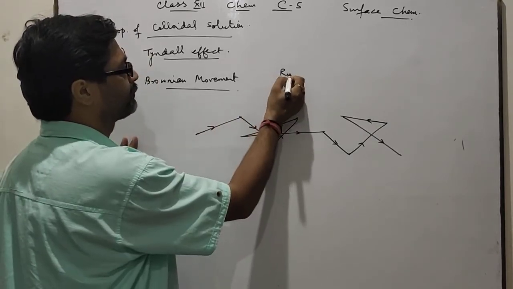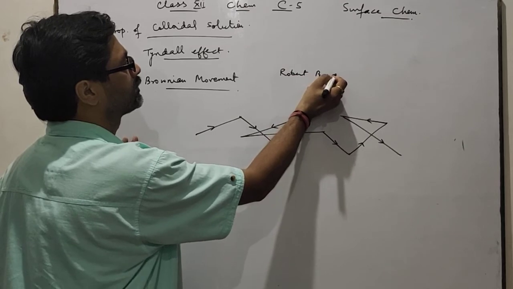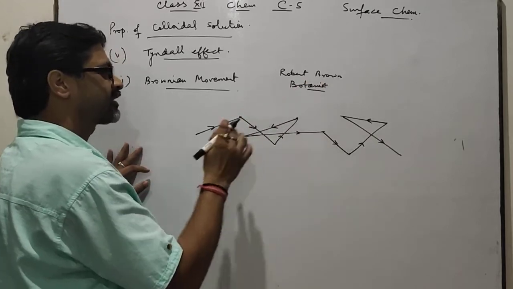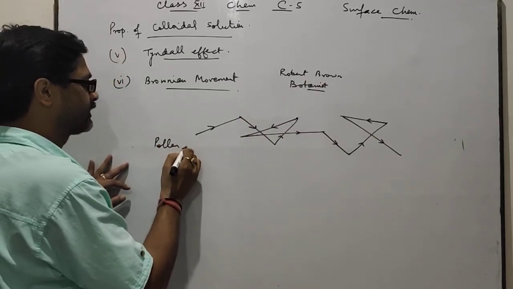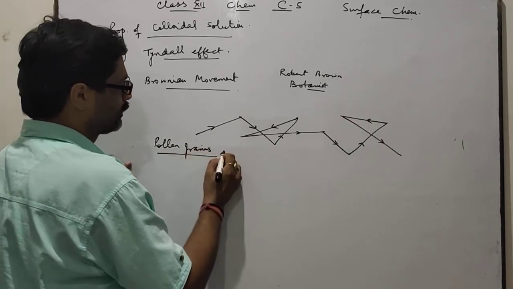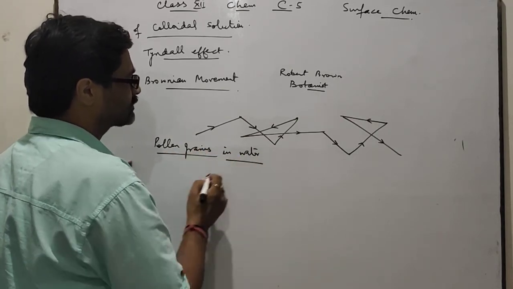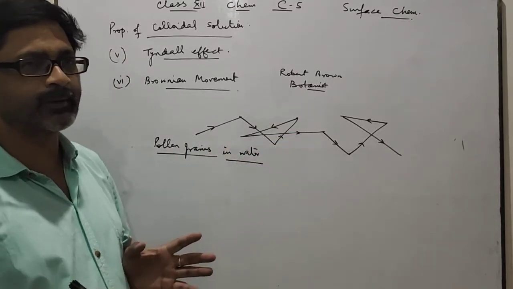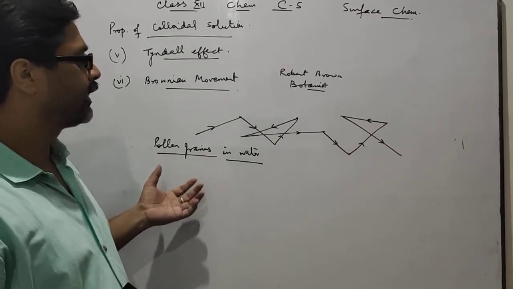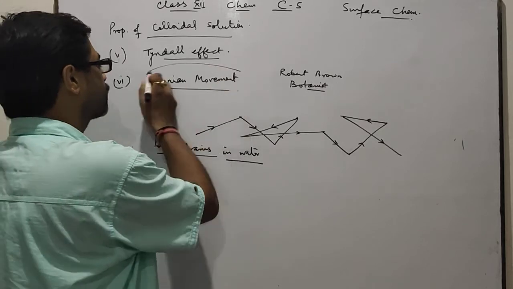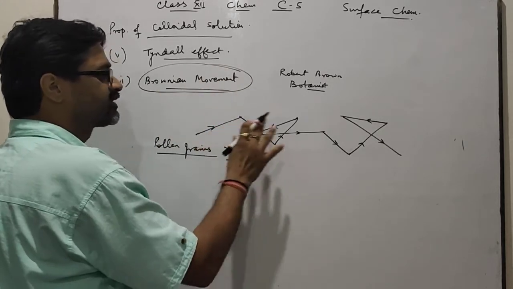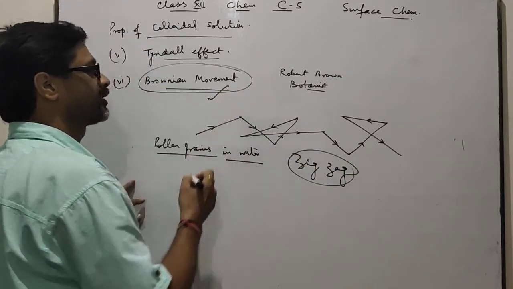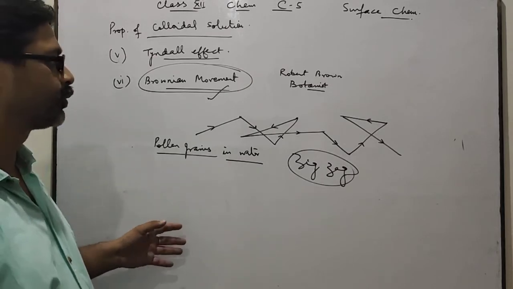This property was discovered by Robert Brown, a botanist. He saw this type of movement of pollen grains in water. When pollen grains are put in water, they show this zigzag movement, and later on it was found that colloidal particles also show this zigzag movement. This zigzag movement of colloidal particles is called Brownian movement, or Brownian motion.